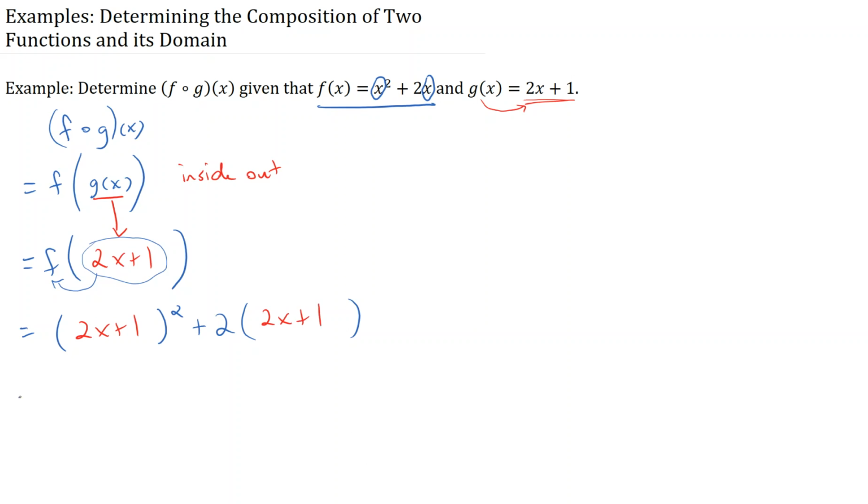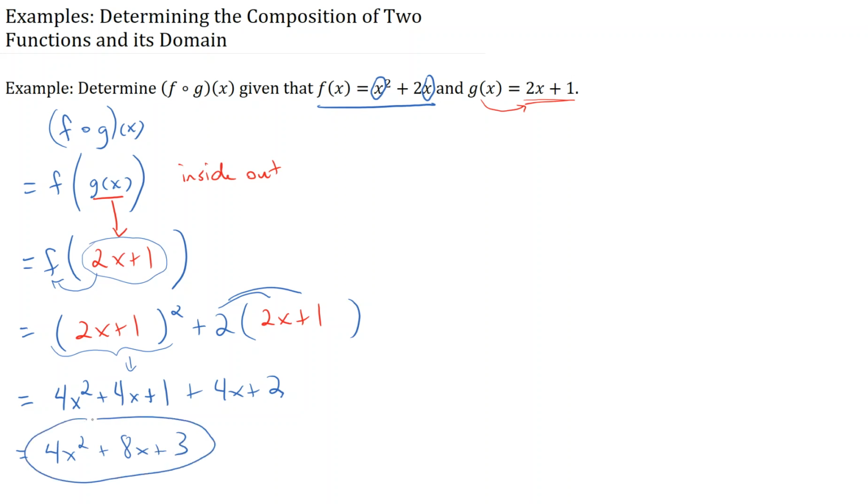And then I simplify this. So 2x plus 1 quantity squared means take 2x plus 1 times itself, and you're going to get 4x squared plus 4x plus 1. That's what this turns out to be. Plus, and then I'll distribute my 2 to get 4x plus 2. And when I combine my like terms, I get 4x squared plus 8x plus 3. So f of g of x has this formula for its output.